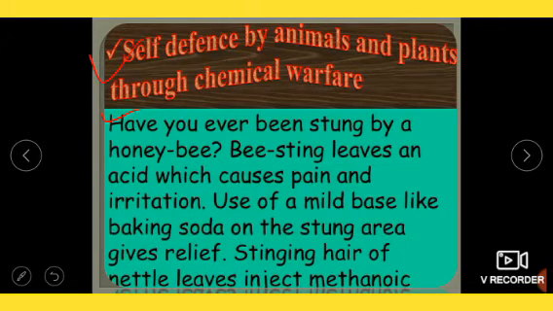let me tell you. Have you ever been stung by a honeybee? Yes, I think definitely you might have heard from your friend, or maybe you experienced it yourself when a honeybee stings. The bee sting leaves an acid which causes pain and irritation in our skin. Use a mild base like baking soda. You can use baking soda, this is the household treatment. Or you might hear people saying, okay, put rusted iron here. So rusted iron is also a base, so it will neutralize the effect of that bee sting.